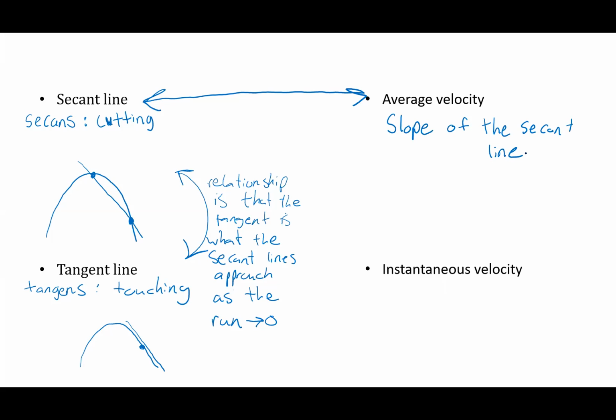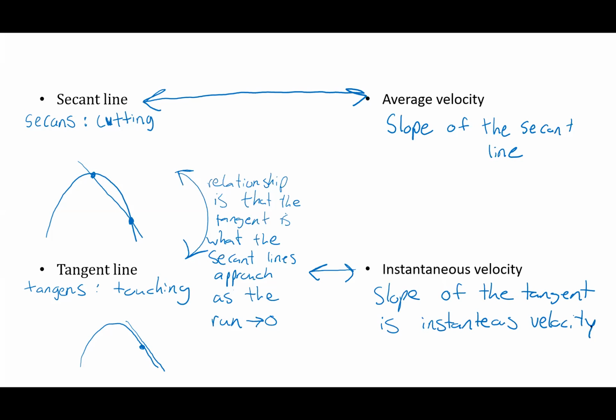And then the tangent line corresponds to instantaneous velocity. So the slope of the tangent line is instantaneous velocity. Any questions so far? Any questions on the chat?